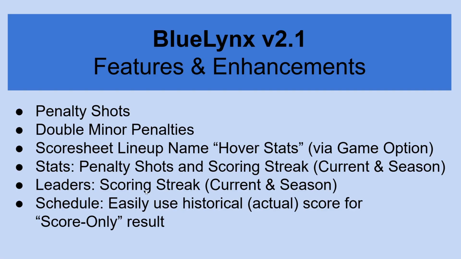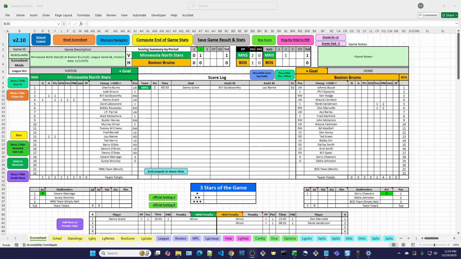And the schedule now has a convenient, or I'll say quite easy, way with a mouse click to use a historical or actual score for a game if you'd like to use that as a score-only result. There are other minor things, some bug fixes, some minor tweaks that I won't get into in this video, but these are the main things that I want to cover in more detail.